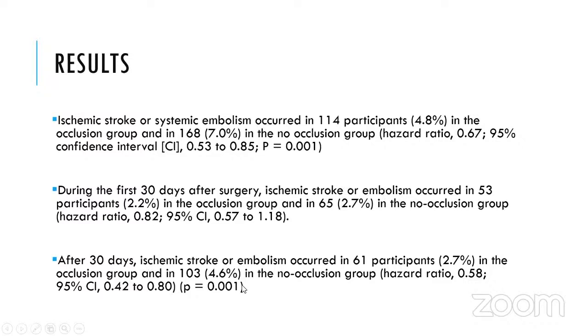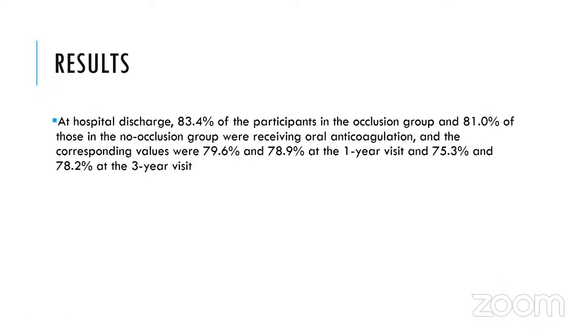However, this was not significant. And after 30 days, we can see that in the occlusion arm, 2.7% had strokes versus 4.6% in the no occlusion arm, which was quite significant, hazard ratio of 0.58 and a p-value of 0.001. This shows that during the first 30 days, the risk of developing a stroke is quite similar between the two groups. However, after 30 days, the occlusion arm had a favorable outcomes in regards to ischemic stroke or systemic thromboembolism.